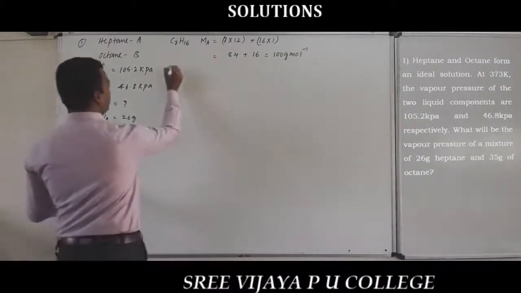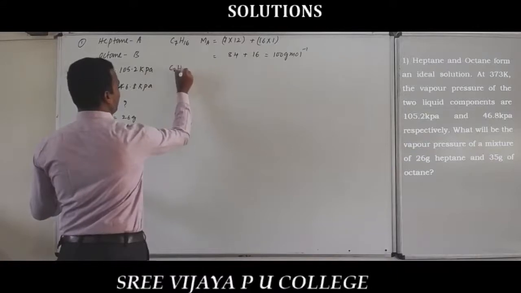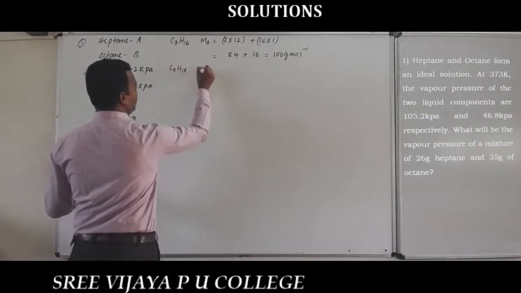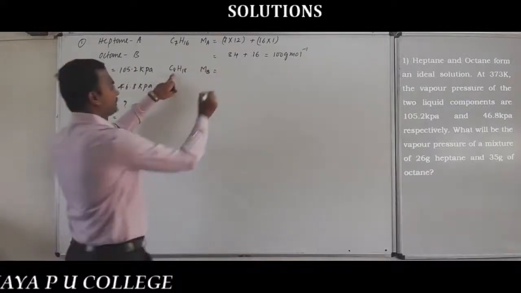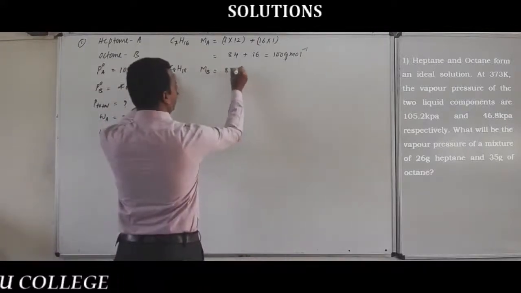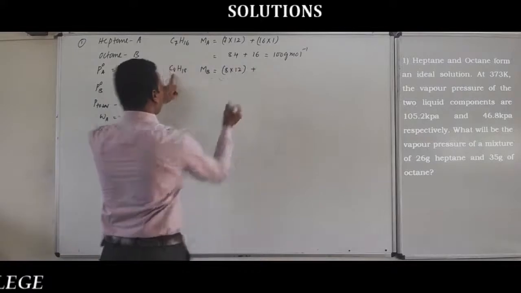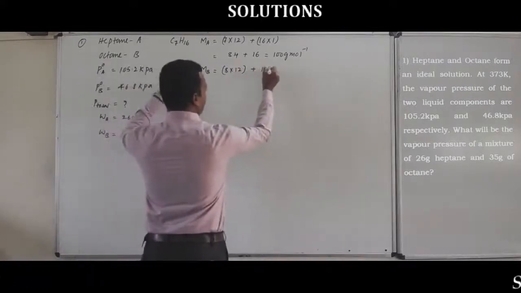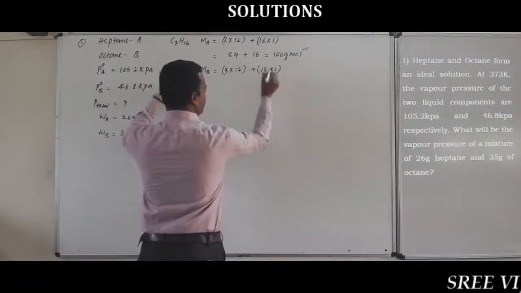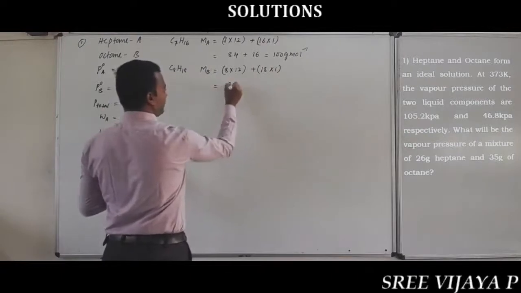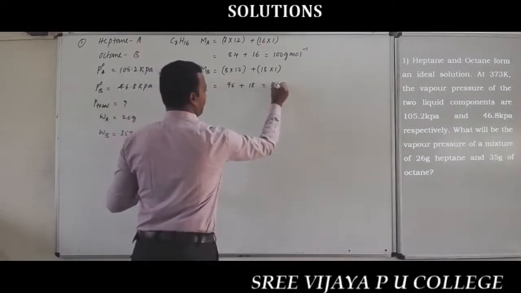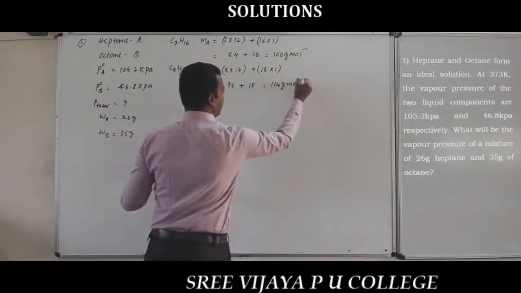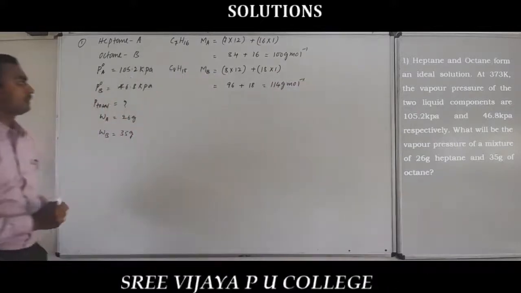One more, octane, C8H18, is component B. Its molecular mass is 8 into 12, the atomic mass of carbon, plus 18 into the atomic mass of hydrogen, 1. That is 96 plus 18, which is equal to 114 gram per mole, the molecular mass of octane.